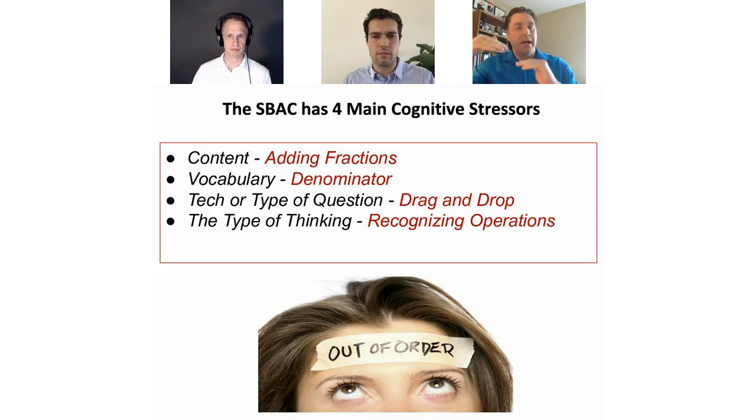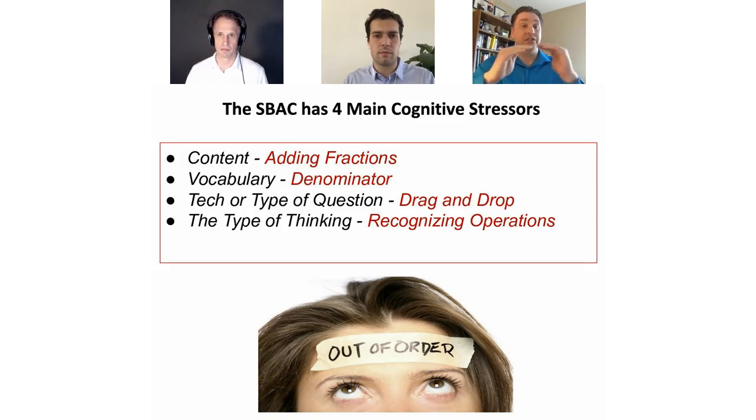The SBAC comes along and they add in two brand new stressors. One is that type of question. Do kids know how to drag and drop? Can they interact with it? What about those checkbox questions? Checkbox questions drop scores by like 30, 40%, depending on how strong the kids are on the content. So, I mean, that's a big one. And then the type of thinking, in this case, we have an example of recognizing operations. How good are the kids at reading a word problem and knowing if it's add, subtract, multiply, divide? Do they know what kind of percentage and how to put that together? Like, how good are they at that particular skill?